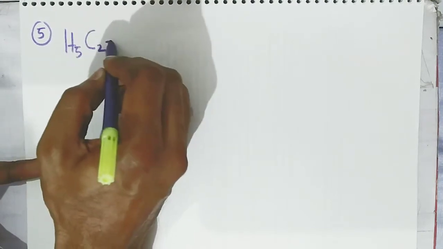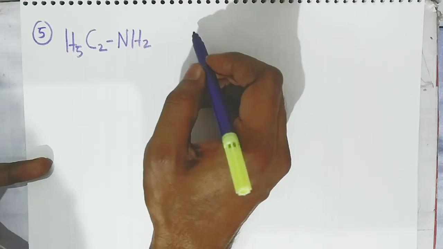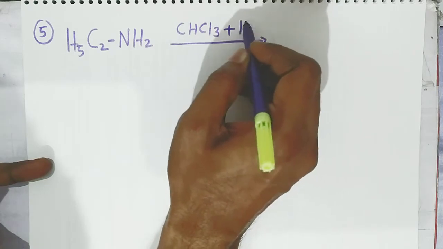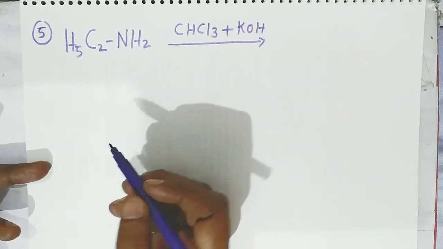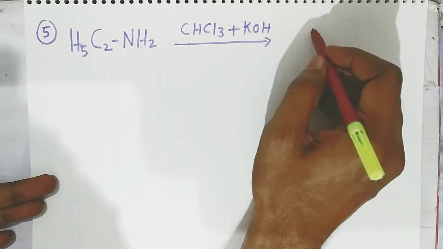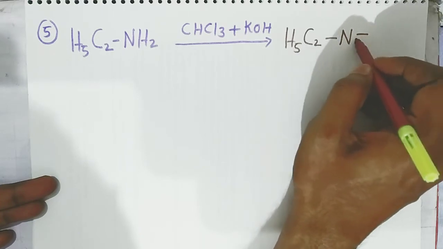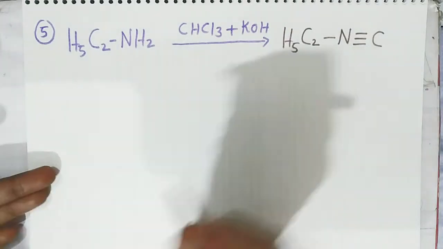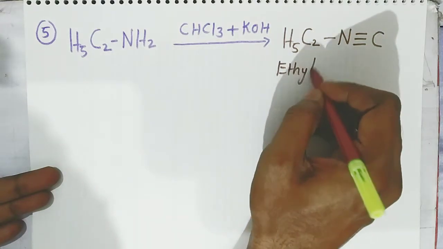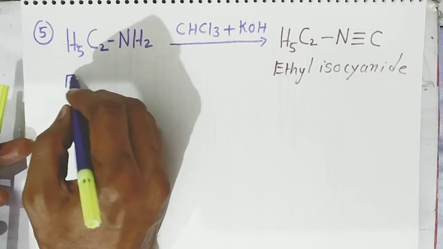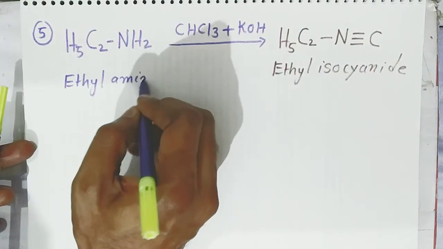Now fifth reaction, students. Fifth reaction of primary amines, that is ethylamine. This ethylamine is again going to react with chloroform, combined with KOH. So what happens, students? The ethylamine is converted into ethyl isocyanide, C2H5. This ethyl will connect to the nitrogen of the cyanide group and form ethyl isocyanide. So you have converted the primary amine ethylamine into ethyl isocyanide.